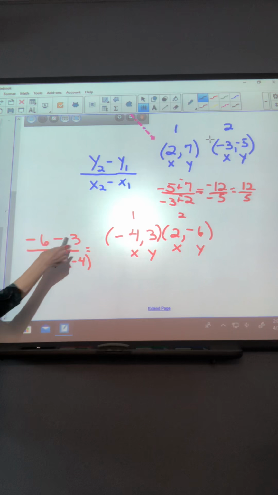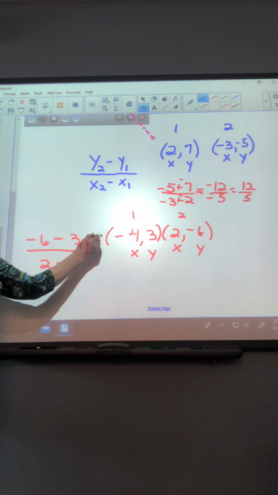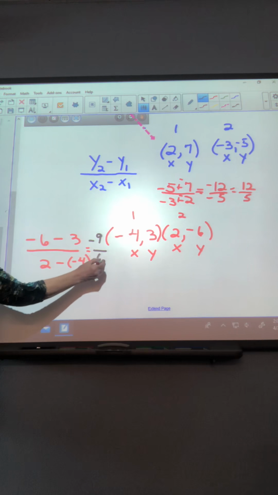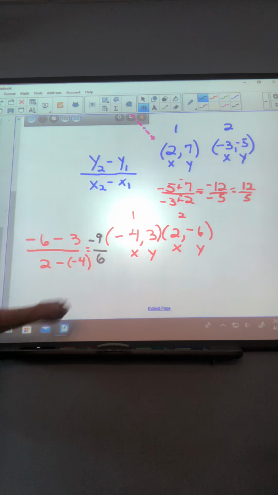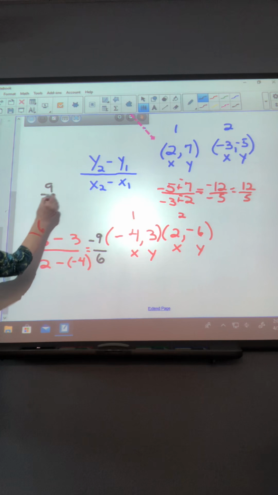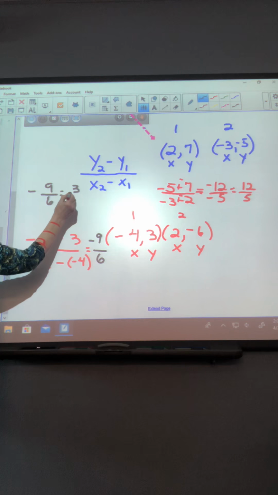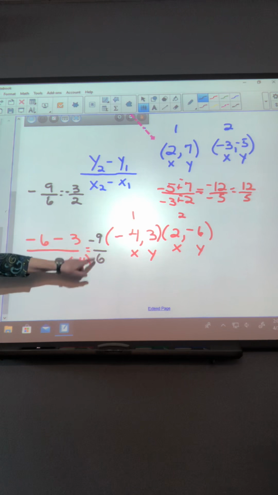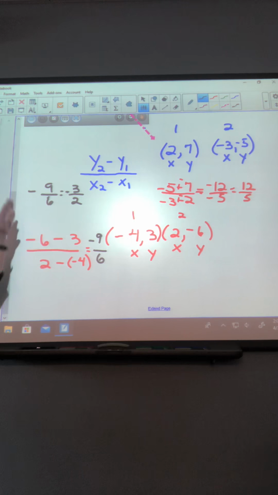Okay, so then to solve this, a -6 minus 3 would be a -9. 2 minus a -4 would be a +6. I'm going to reduce this, dividing them both by 3, so I get 3 over 2. Because we have a negative sign, and it doesn't matter if the negative ends up in the numerator or the denominator, it means the whole slope is negative. So we've got a slope of 3/2, and it's a -3/2. Okay, so that was A.